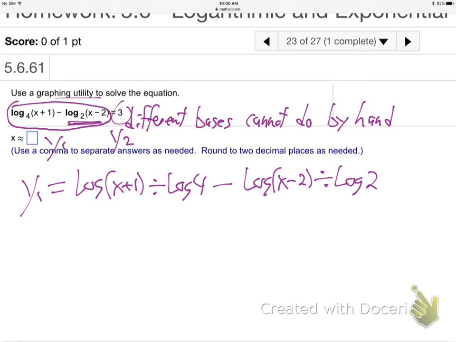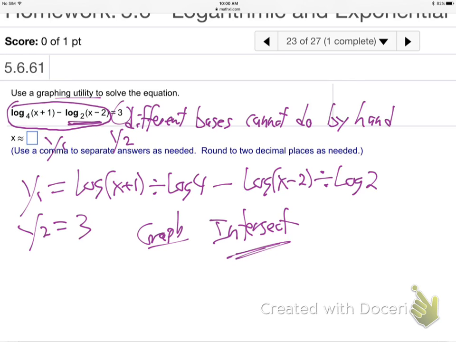So that's something we did in the past. Remember that? So that's y1, and then y2 is just 3, and then you just graph them on your calculator and then do the intersect. Do the intersect routine on that. Is that good on that? Remember how to do that? Do the intersect.